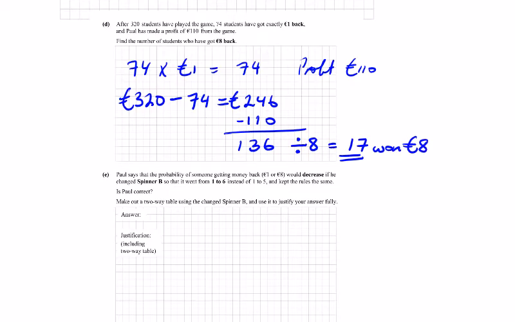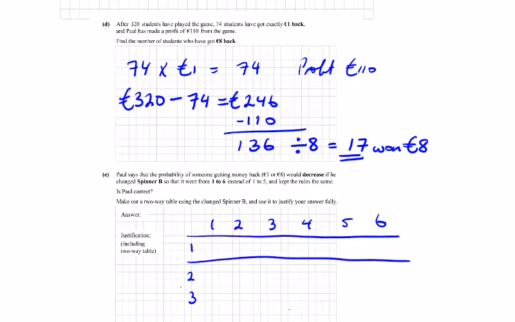In part E, Paul says the probability of someone getting money back would decrease if he changed spinner B so that it went from 1 to 6 instead of 1 to 5 and kept the rules the same. Is he correct? Make a two-way table using the changed spinner B. Okay, two-way table. We have 1, 2, 3, 4, 5 and 6, and we have 1, 2, 3. Let's try and do it as neat as possible in an exam.